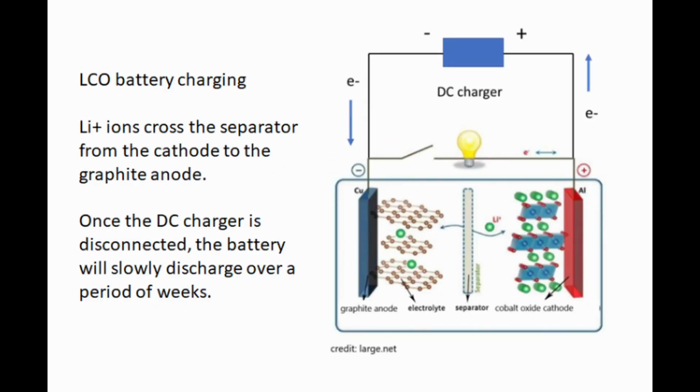The figure diagrams the components of the lithium cobalt oxide battery in the charging state. The Li+ ions are leaving the cobalt oxide cathode to fill the graphite anode. Once disconnected from the DC charger, if left alone with the switch off, the LCO battery will discharge slowly over a period of days or months.